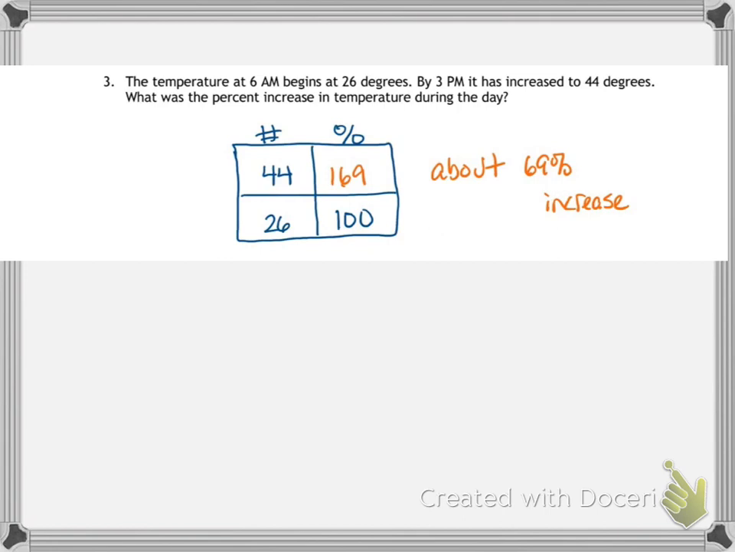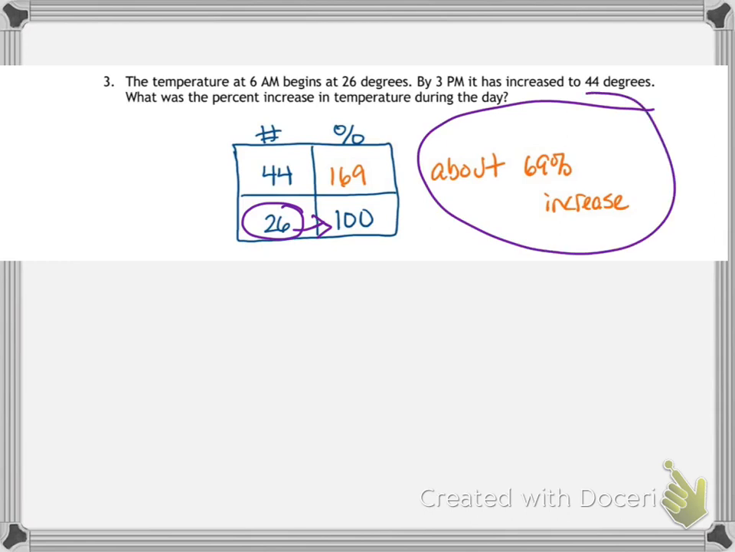Okay, here's our box. My original temperature was 26. That goes beside 100. It had increased to 44, which is vertical above 26. 44 times 100 divided by 26 is 169. Again, that's not my answer because I have to subtract where I started from. 169 minus 100, I have about a 69% increase.